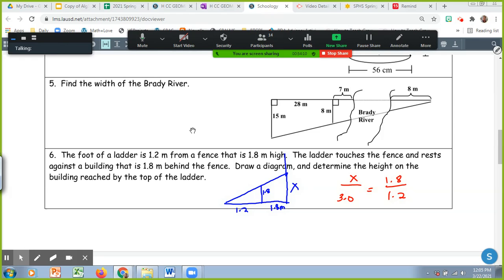I didn't realize he added up the base. Yeah, the base of the big triangle is the combination. So you cannot just use 1.8. That's not the whole. Yeah, remember you have to match up the triangles. The sides have to be proportional. So if this is the entire base of the smaller, you also have to use the entire base of the bigger triangle.